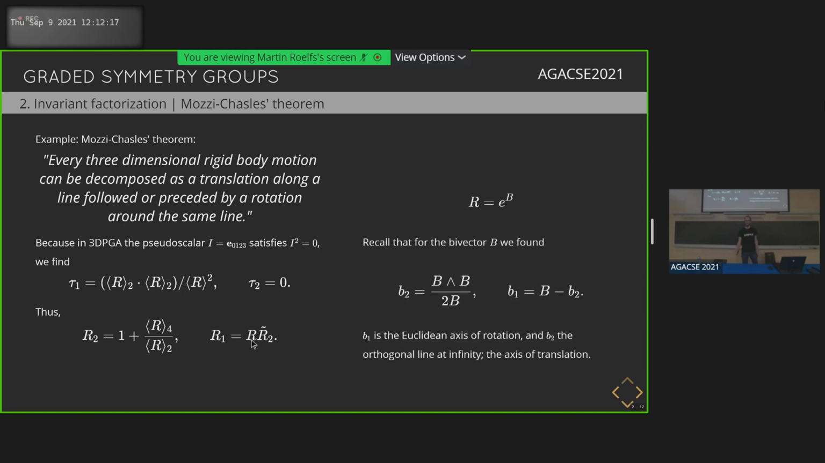And remember that since we have this relationship, r equals e to the b, in this space, we also found for pi vectors this very simple solution that b2 is b wedge b divided by 2b, and then we have the other one. So in 3D PGA, the formulas become extremely simple, which allows you to immediately implement a Mosley-Schell theorem to get these commuting translations and rotations.